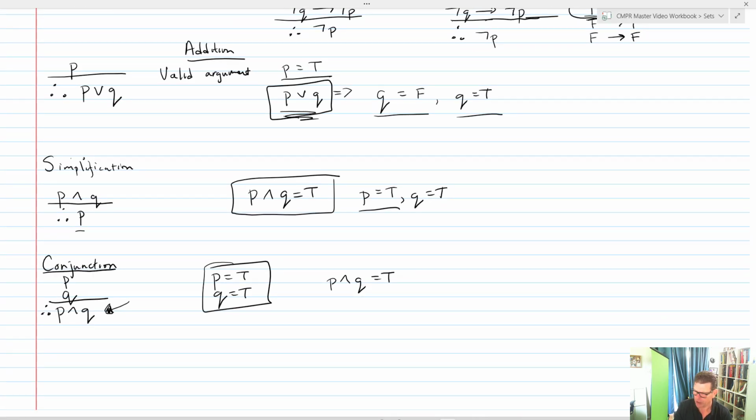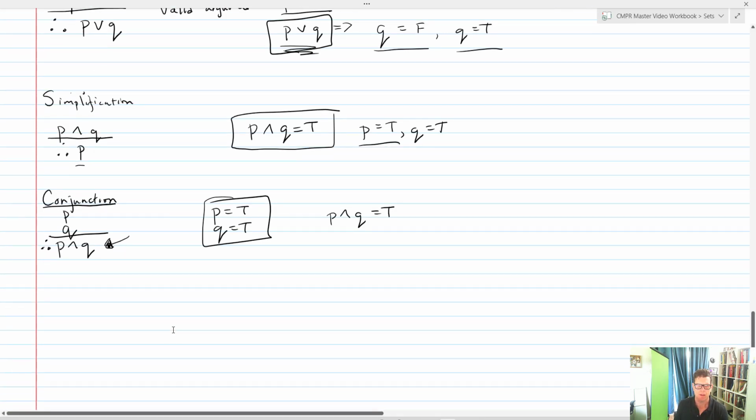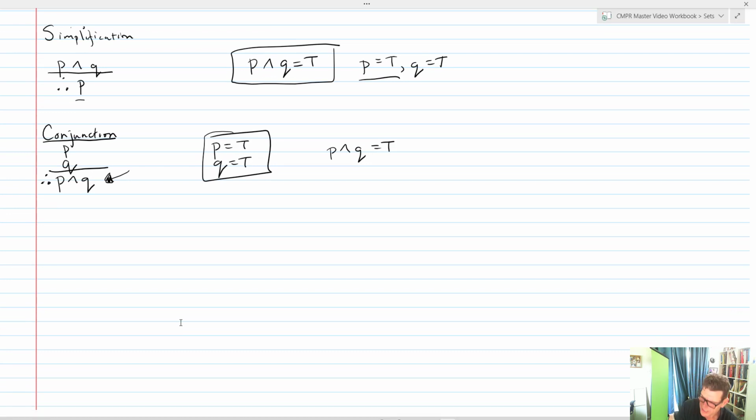We can also make that assumption. And the idea here is that I'm going to get P to be a true statement. I'm going to get Q to be a true statement. That means that their conjunction will necessarily also be true. The next one, it's got a fancy name, but it's not too terrible, is called the hypothetical syllogism.